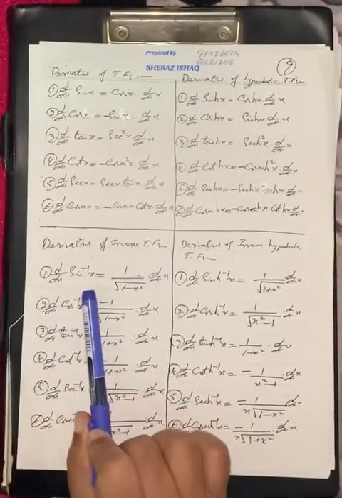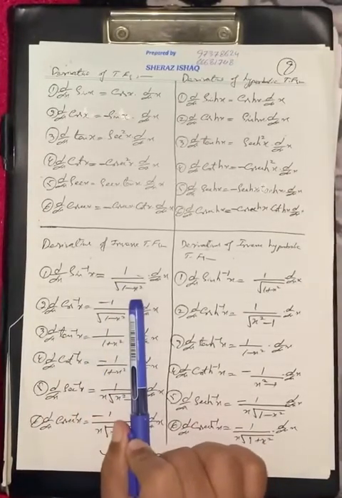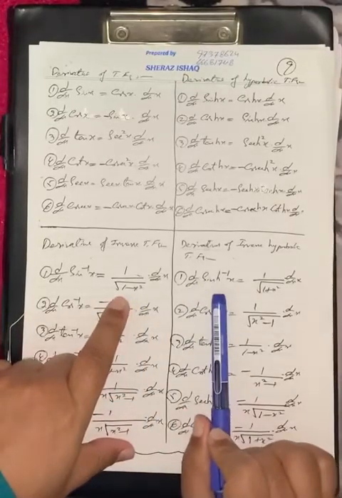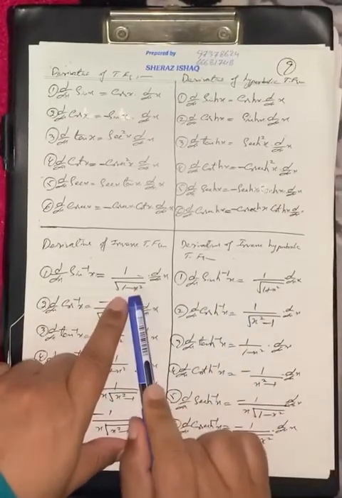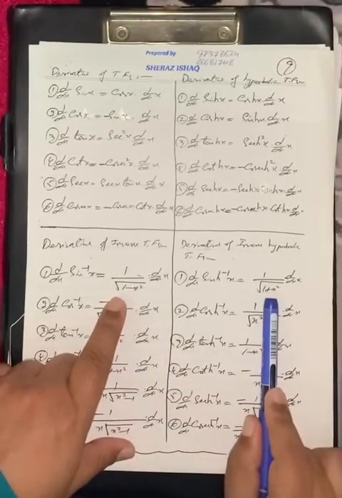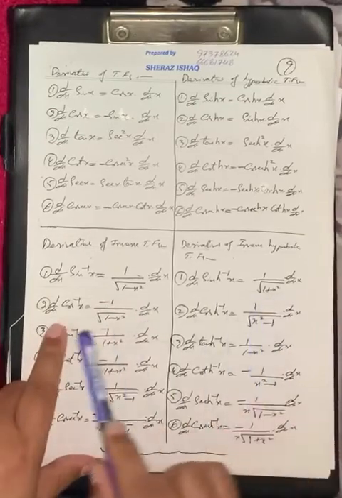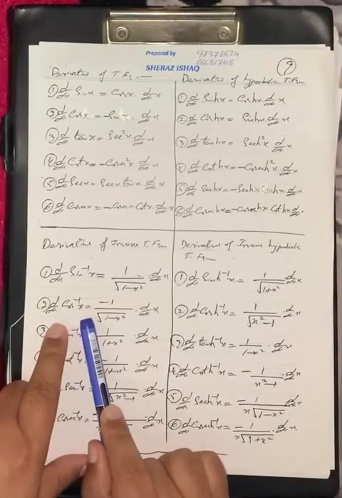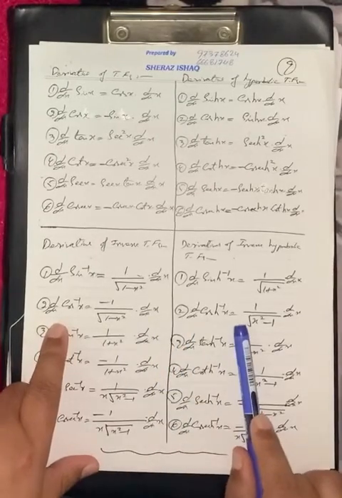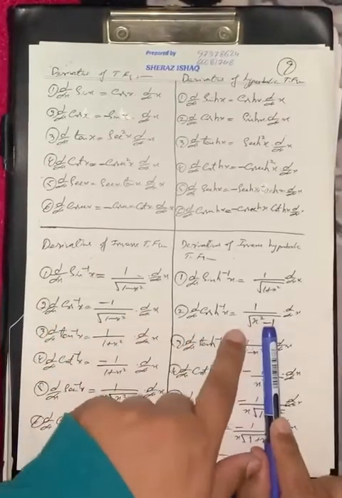Derivative of sine inverse x is equal to 1 over square root of 1 minus x square. You remember this. Derivative of sine hyperbolic inverse x is what? We just change the sign. We change this minus into positive. Okay. Next, derivative of cos inverse x is equal to minus 1 over square root of 1 minus x square into derivative of the angle. So here we write the same formula.